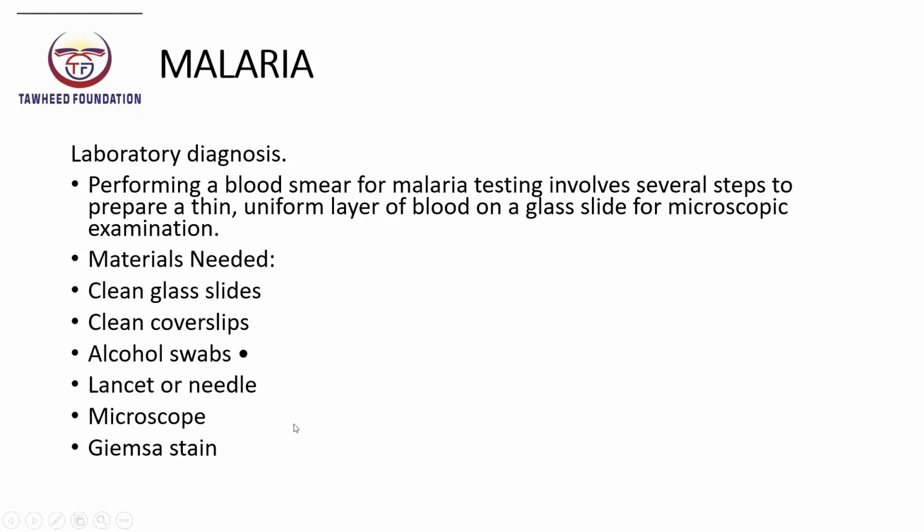A microscope equipped with appropriate magnification, which is 100x to 400x, is essential for visualizing malaria parasites in the stained smear. Giemsa stain is a specific staining solution that differentially colors the blood cells and parasites, enhancing parasite visibility and morphological differentiation.